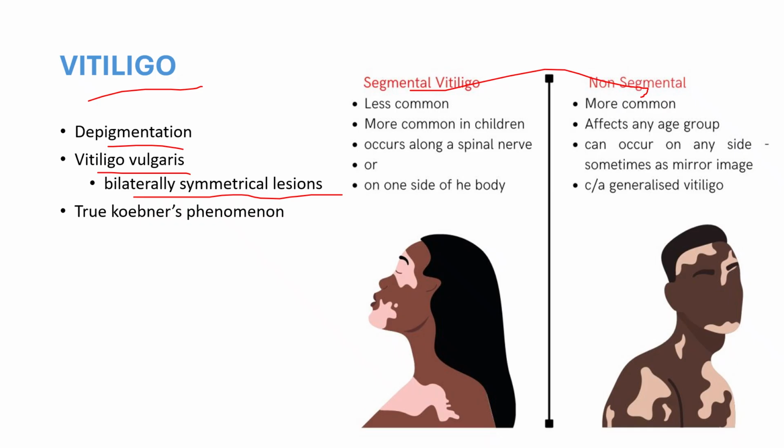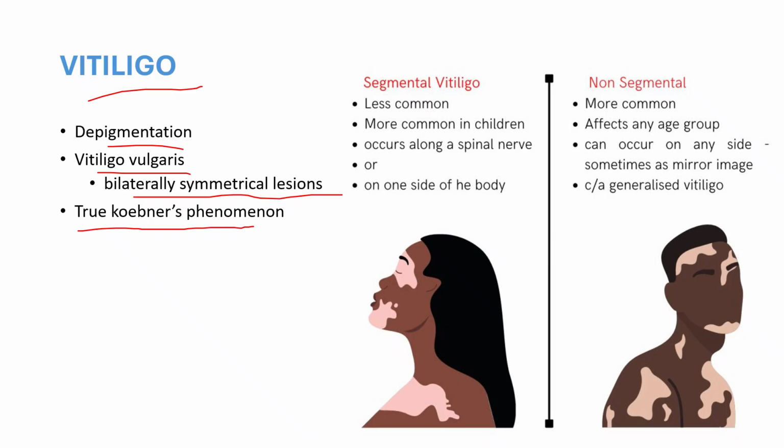Segmental vitiligo is less common than non-segmental, and is more common in children. It's along a spinal nerve or on one side of the body. Non-segmental can occur on any side, sometimes as a mirror image. It's also called generalized vitiligo. Regarding vitiligo, mainly you have to know that it's depigmentation and the common variety is vitiligo vulgaris. Another important thing with vitiligo is that it shows true Koebner's phenomenon. So what is Koebner's phenomenon?